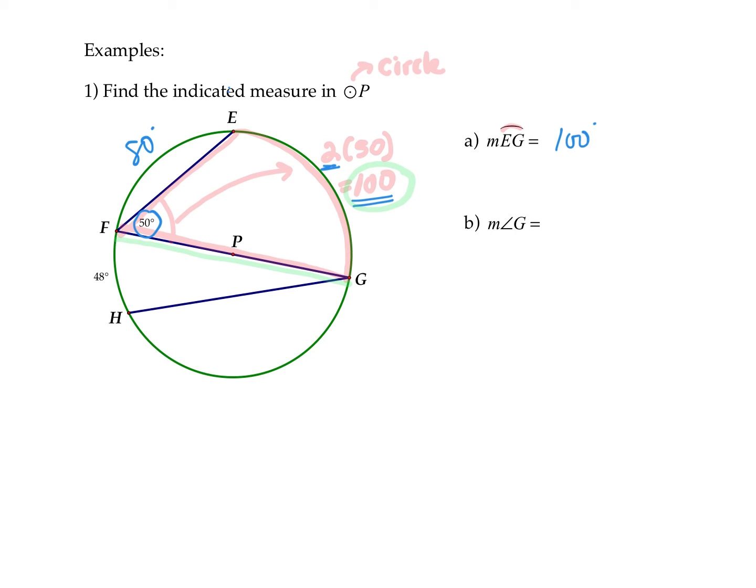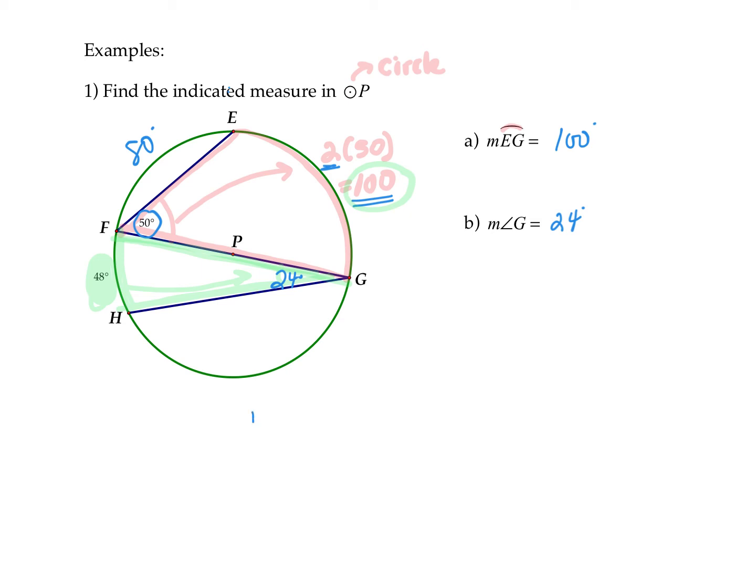All right, the next piece, in part B, we want to find the measure of angle G. So I already have one side of angle G highlighted in green, so I'm going to highlight the other side. If you trace the sides of the angle out to the circle, you want to notice the intercepted arc, and this arc is 48 degrees. So in order to find the measure of angle G, we're going to take half of that. And half of 48 is 24 degrees.